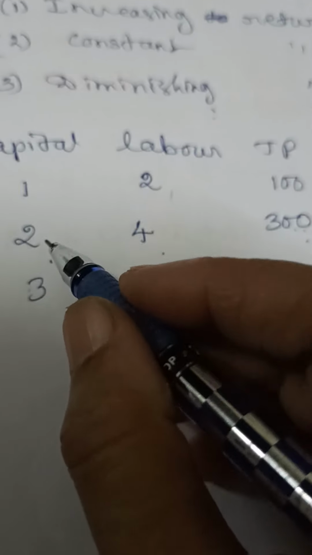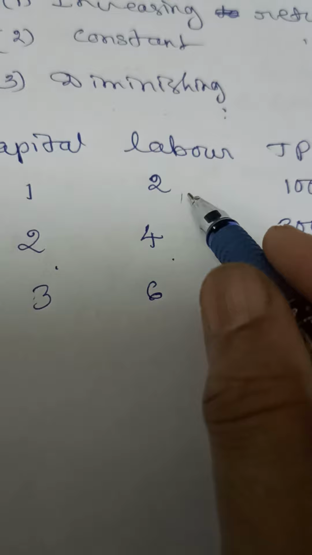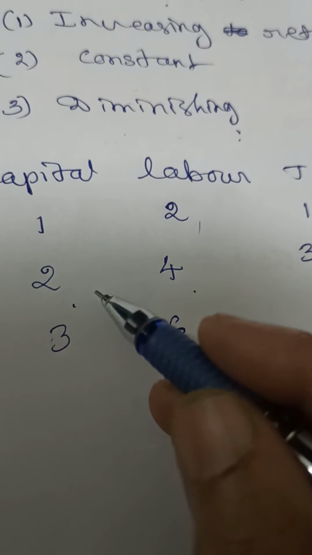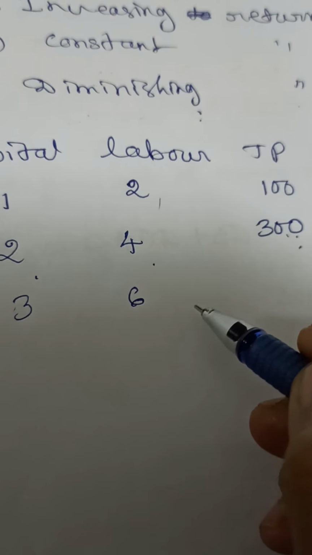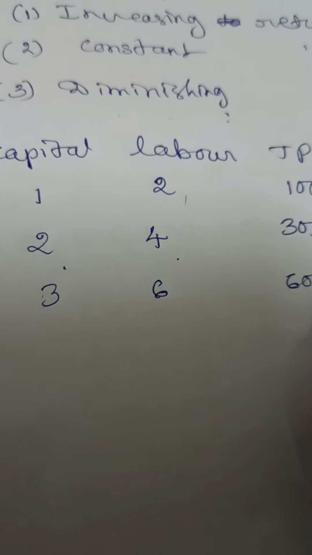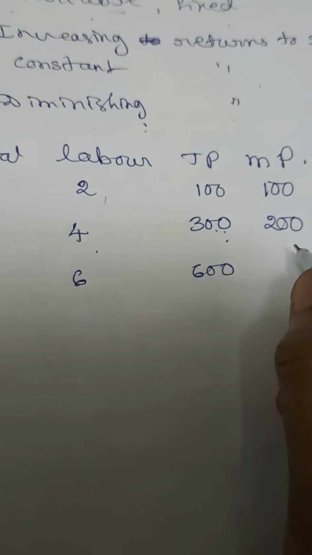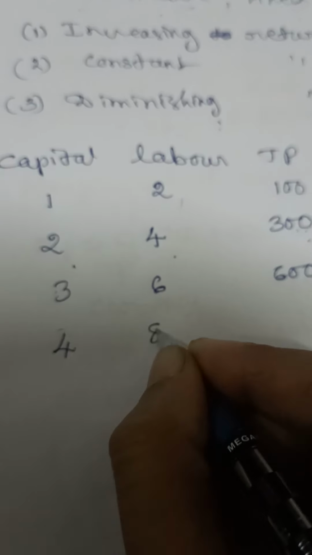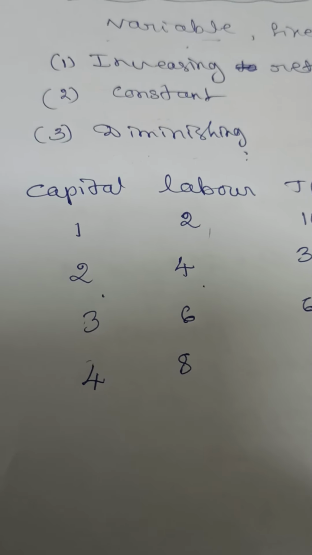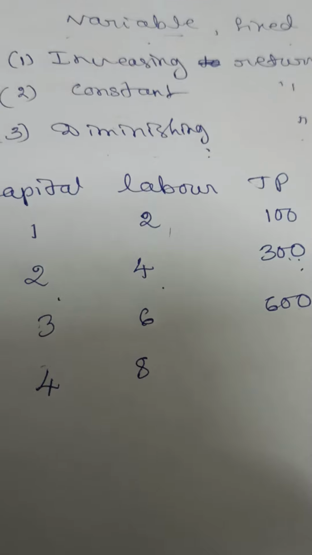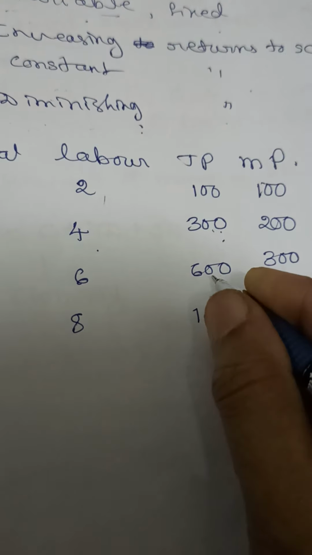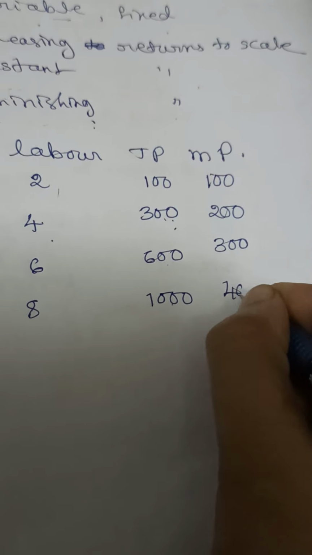Third unit of capital, then 6 units of labor, because you have to keep the factor proportion 1:2. The same. So that is 3 units of capital and 6 units of labor used. Suppose the total product is 600. What is the marginal product? 600 minus 300. You will get 300. Fourth unit of capital and 8 units of labor. So you will get the production 1000. Suppose. What is the marginal product? 1000 minus 600. One example you have to write.